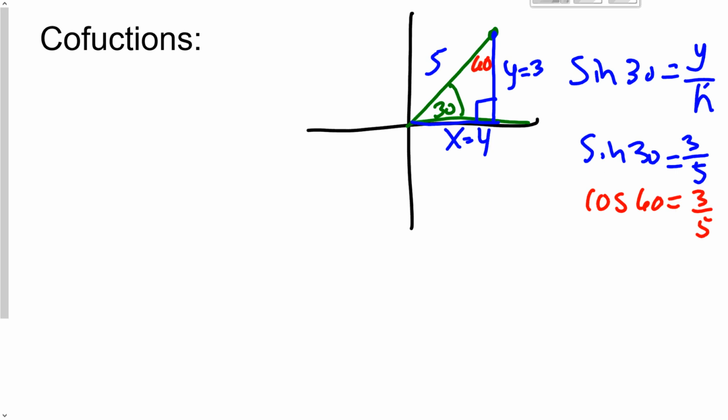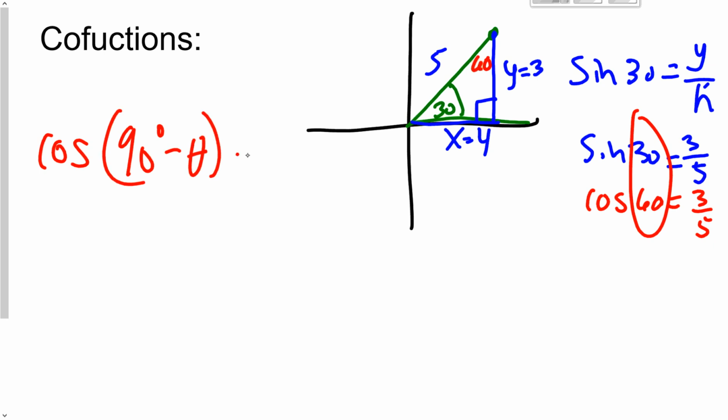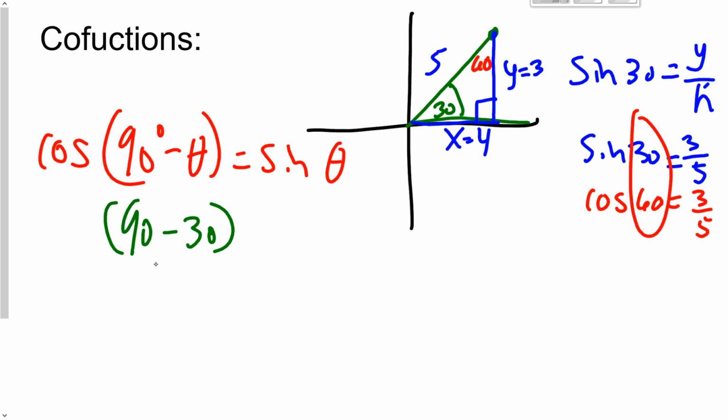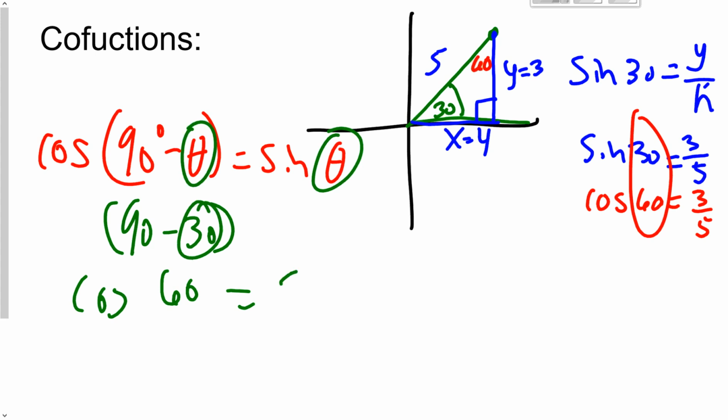So the idea of the cofunctions, right? These two have to add up to 90. So then we get these cofunctions: cosine of 90 degrees minus our angle will equal sine of that angle. So for instance, 90 minus 30 is 60, and cosine of 60 is the same as sine of my angle, of this angle. This angle's 30. Okay, so that's one cofunction. Then we can write all the others.